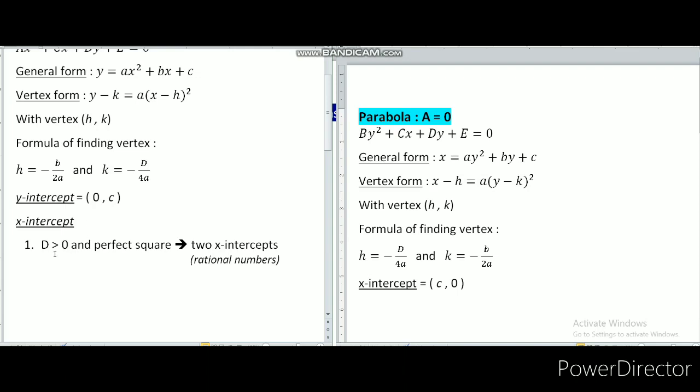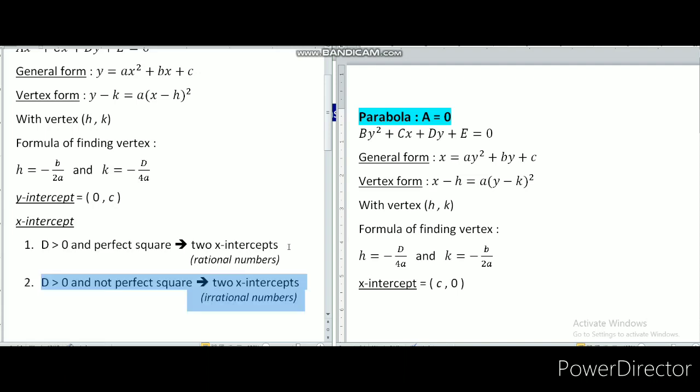So you know that when the discriminant, b square minus 4ac from the general form, is bigger than 0 and it is a perfect square, it means you will have two x-intercepts, and the x-intercept values will be rational numbers. So the method to find the x-intercept, if this is your case, you can use the quadratic formula, which is the general method, or you can use factoring, since we will have rational numbers for your x-intercept.